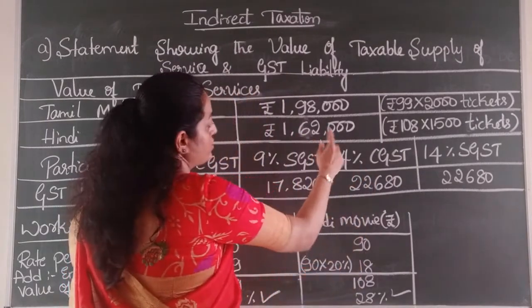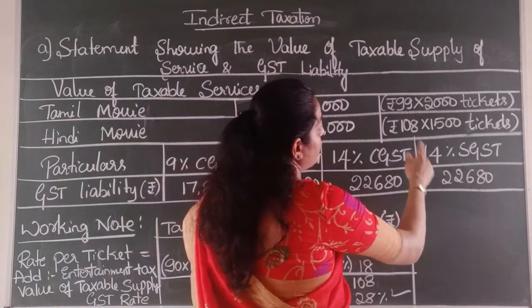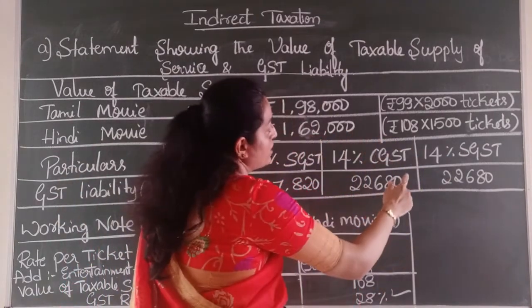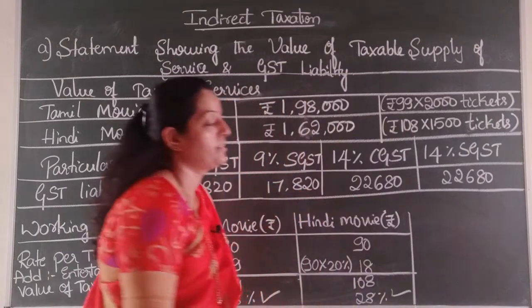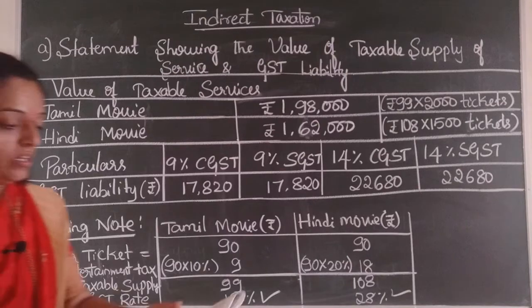Same way for Hindi movie, 28% is 14% plus 14%, 14% for CGST and 14% for SGST. 14% of 1,62,000 gives you 22,680 and 14% of 1,62,000 gives you 22,680. So this is the statement showing the value of taxable supply of service and GST liability.